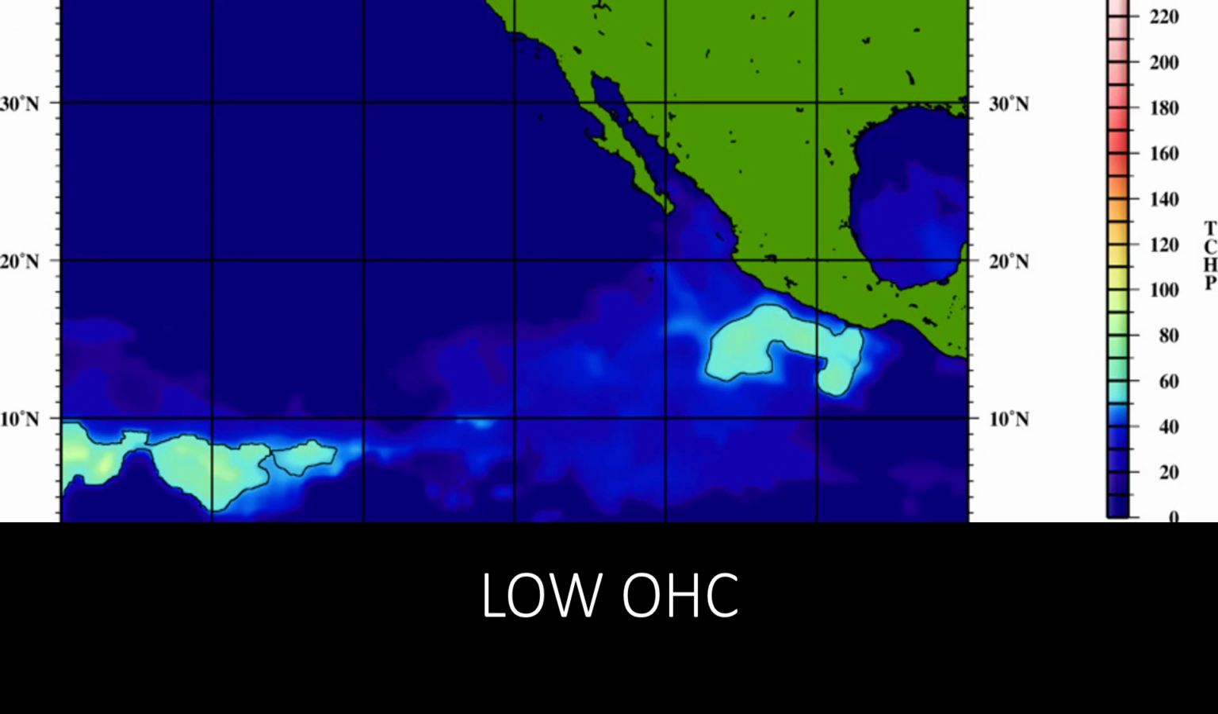Now, if we look out here in the Eastern Pacific, now the values are going to be skewed because they range from 0 to 220 kilograms per centimeter. But you can see areas where the upper ocean heat content environment, especially in the Central Pacific, would be fairly low.